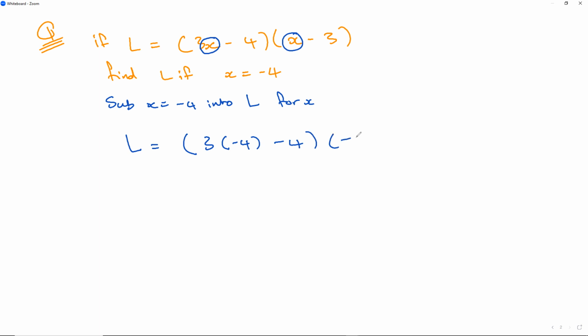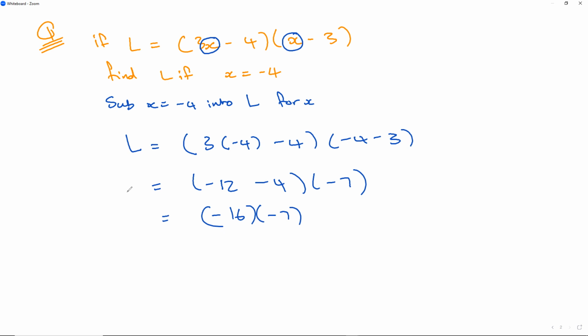And also space your work out so that you don't have to cram it up. If you write really small, write a little bigger so that you can have more space and prevent yourself from making any errors. So -12 minus 4, -4 minus 3 is -7. That'll be -16. Don't forget, two brackets next to each other imply multiply.